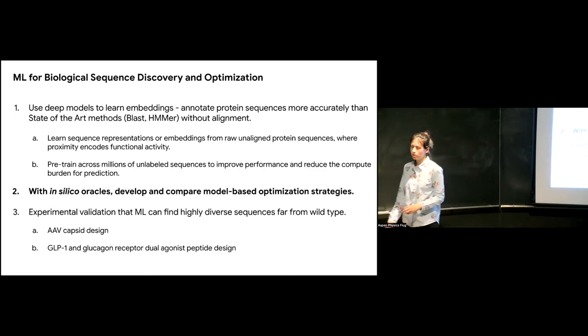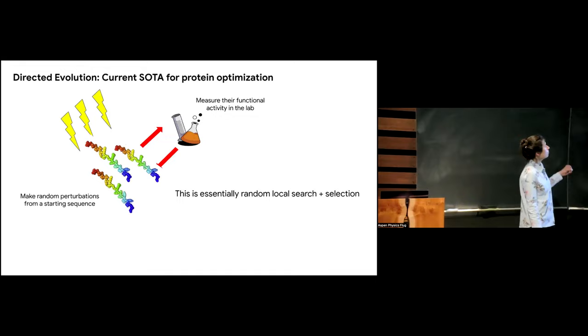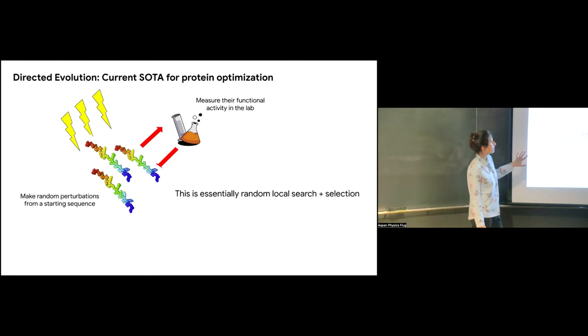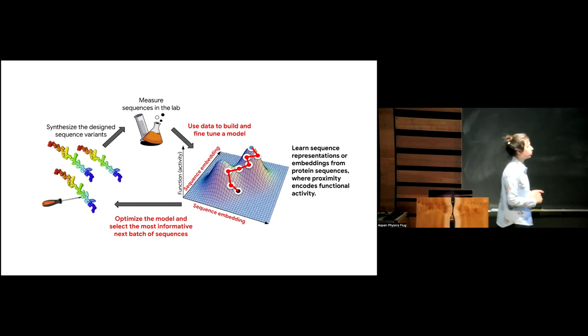And so, you'll have heard of directed evolution, which is the current state of the art for protein optimization. Basically, you make a bunch of changes to a starting sequence and figure out which ones work in the lab. And then you make more changes and then do more selection. You go round and round that loop. It's basically a kind of random local search with selection thrown in. And so we'd like to add modeling to this loop.